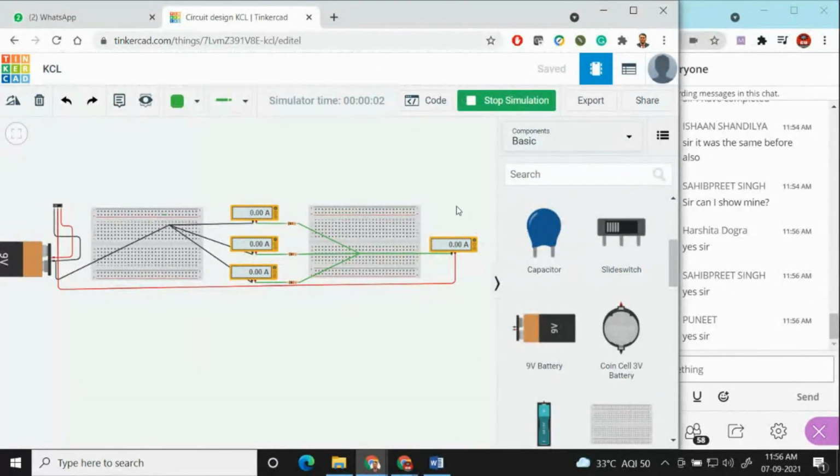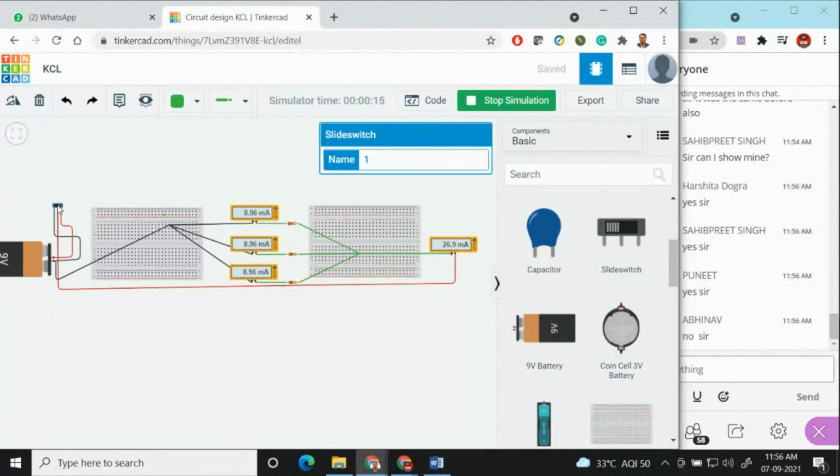Initially it is showing 0.000 ampere. Why is it showing 0.000 ampere? Because this slider switch is in the off position. When we click on this slider switch to the on position, its current value is changing across each branch. So this first branch shows 8.96 milliampere. The second branch and third branch are also showing the same current flowing through these three branches.